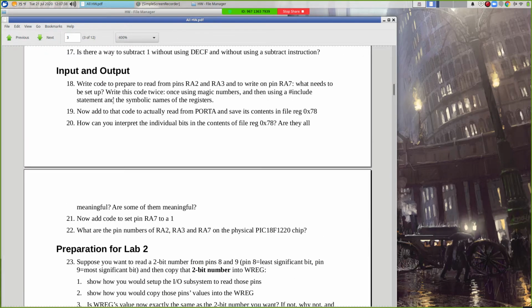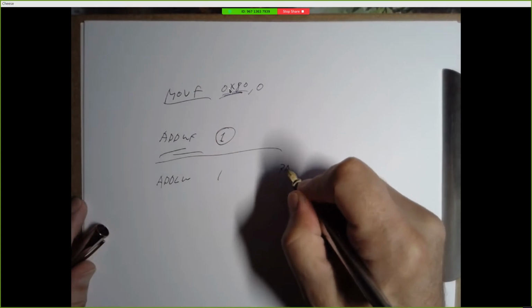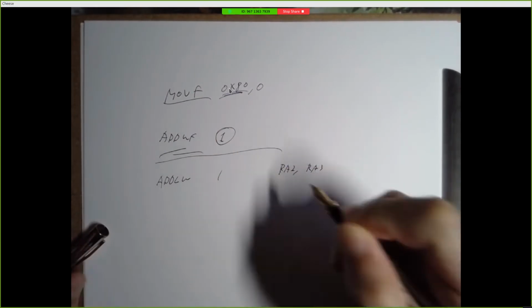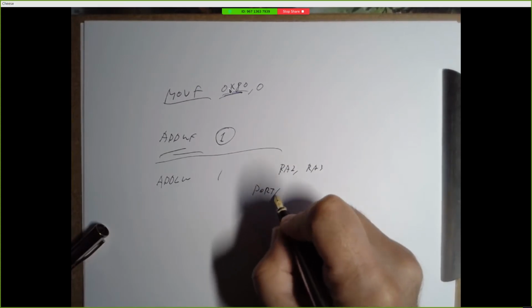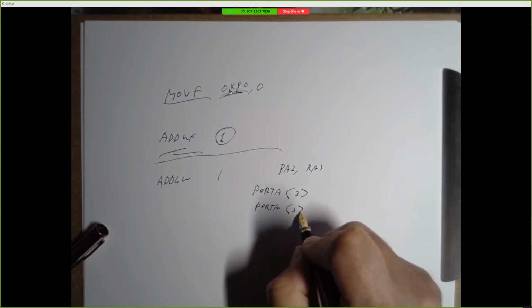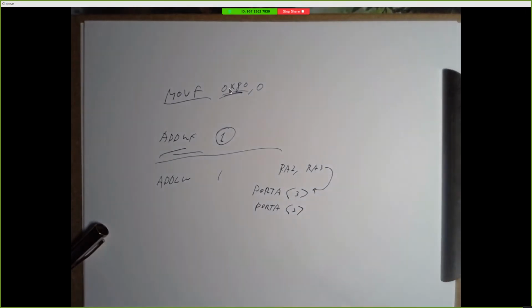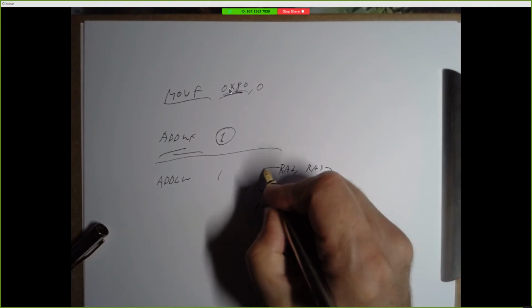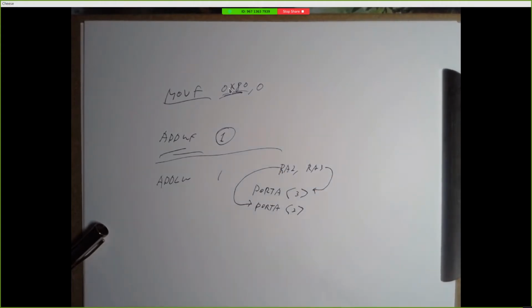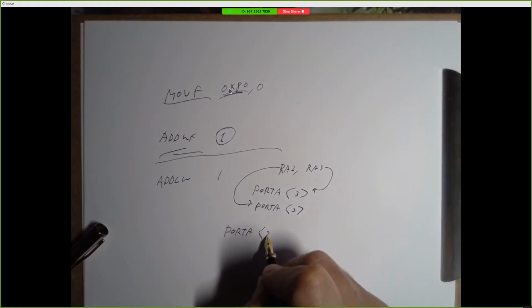Alright, so this is a series of questions related to doing input and output. Question 18 says you want to read from these 2 pins, RA2 and RA3. And let's pin down some terminology. RA2 and RA3 are parts of port A. And instead of RA3, we might refer to port A angle bracket 3. It means bit number 3. And RA2 we could refer to as port A angle bracket 2. And if we wanted to refer to both of these bits together, we might say port A angle bracket 3:2.